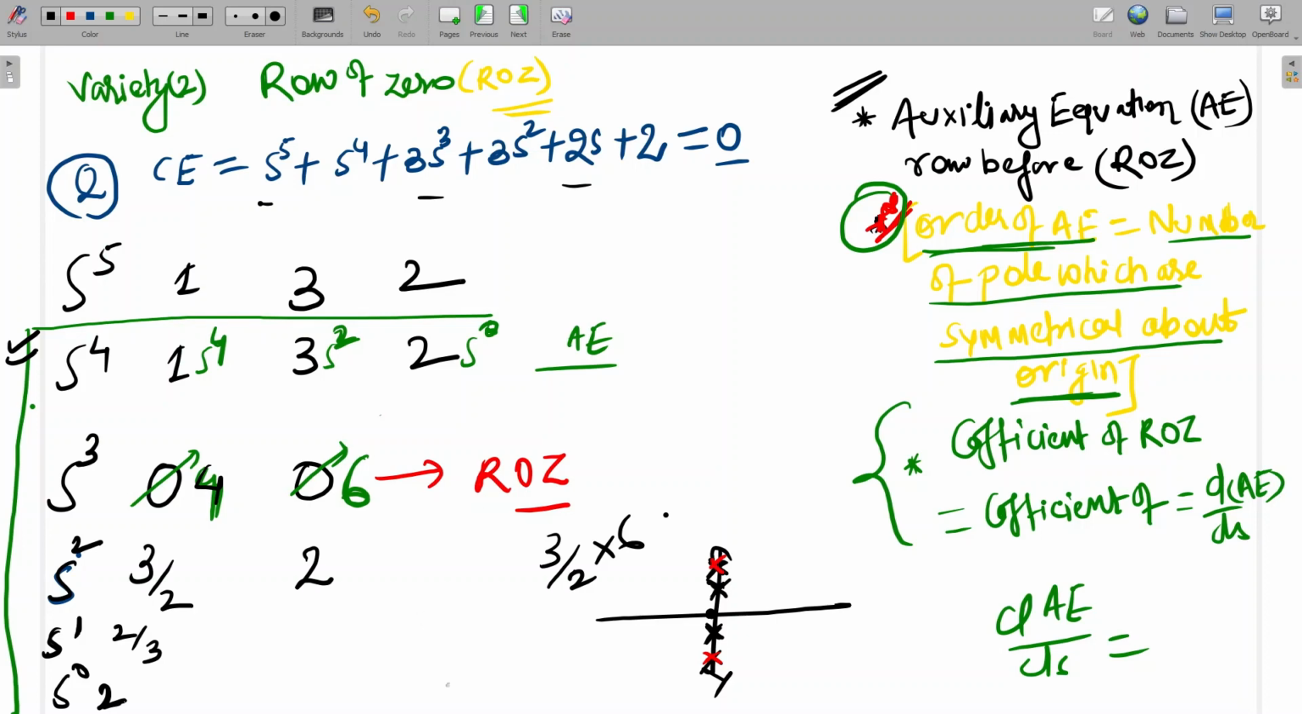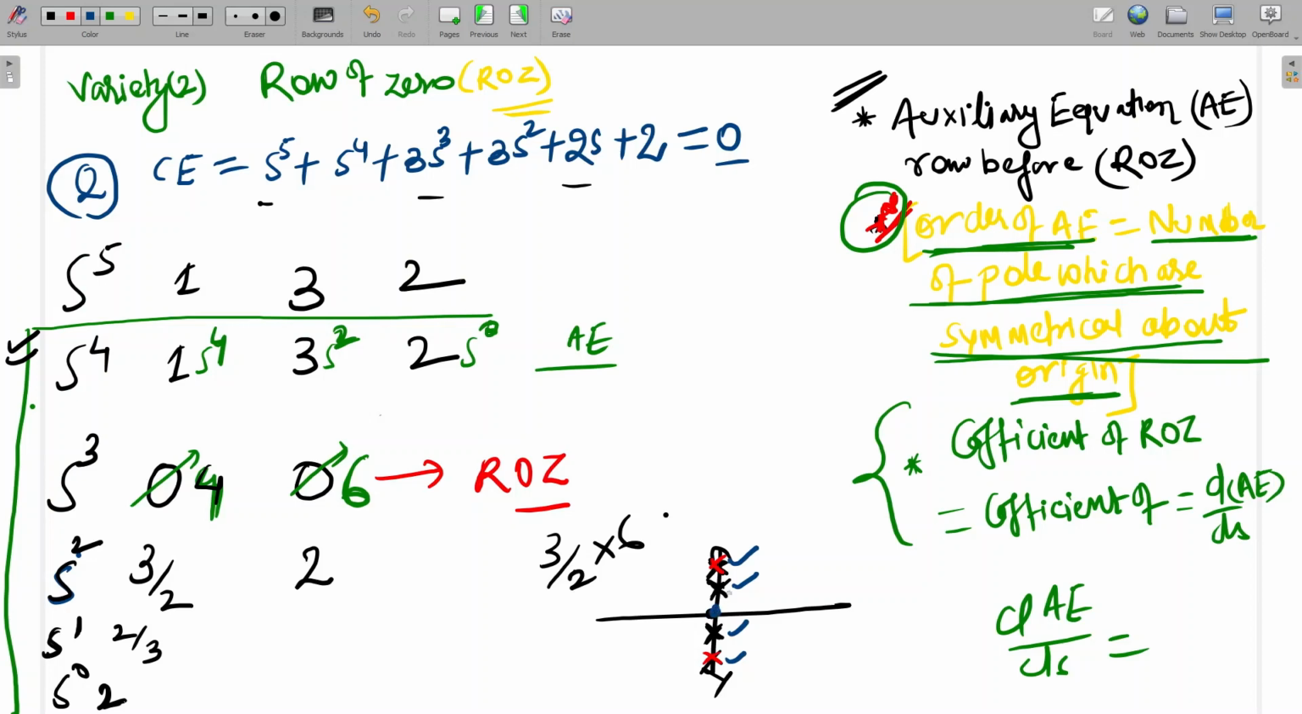See, the rule is that four poles will be there, and they will be symmetrical with respect to the origin. This is the rule: the order of the auxiliary equation is equal to the number of poles which are symmetrical about the origin. Whatever pole is there, a symmetrical pole with respect to it will be there. So four poles means this is one pole, this is one pole; these two are symmetrical with respect to the origin. Again, this is one pole, this is one pole; these two are symmetrical with respect to the origin.